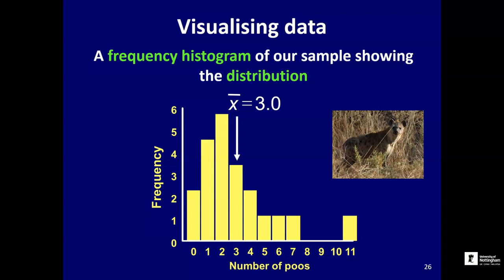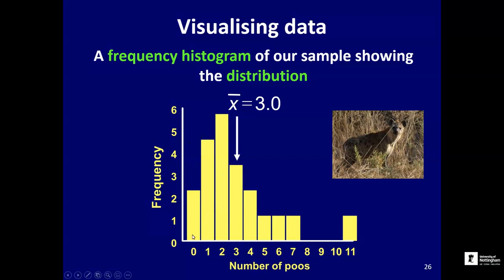Here I've plotted the data on hyena scats that we got from the previous example, where if you remember the mean number of scats per latrine was 3, which is indicated in the centre of this graph. On the x-axis is the number of scats, and up the y-axis we've got the frequency. So this graph shows you the shape of the distribution.